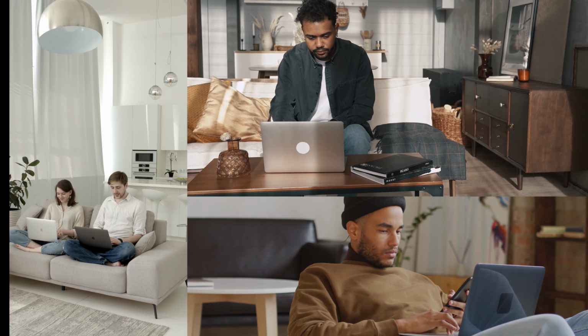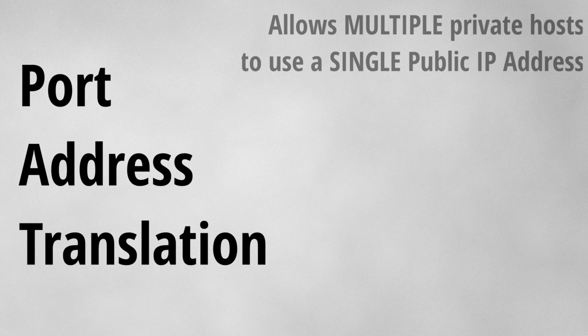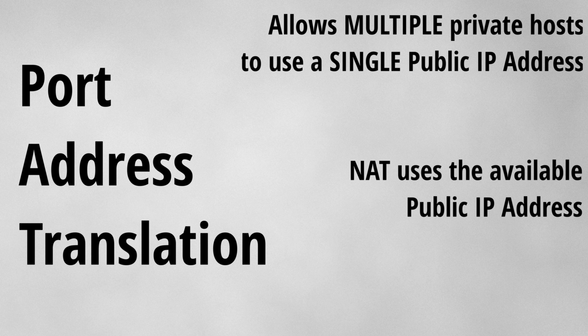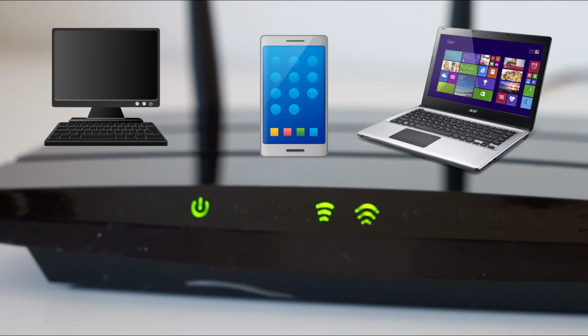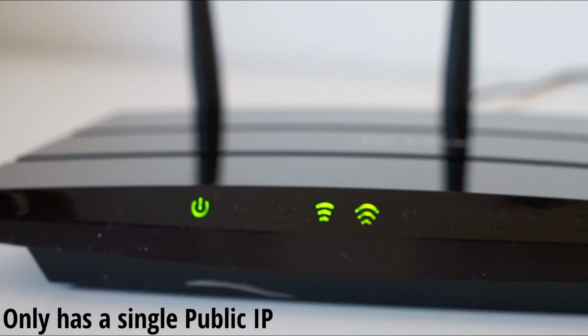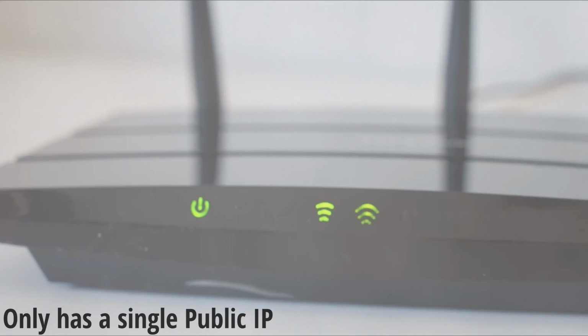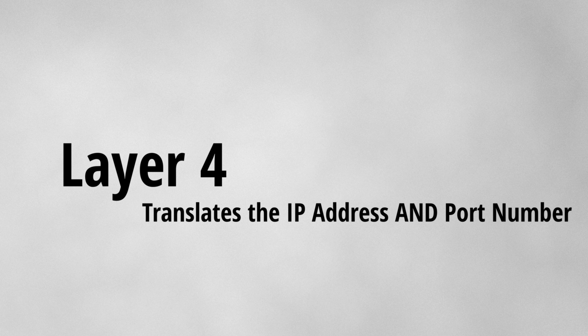Then we have the most common form of NAT, one that we use every day. Everyone connecting to the internet uses this, and this is PAT, Port Address Translation, which is an extension of NAT and allows multiple private hosts to use a single public IP address, whereas NAT uses the available public IP addresses. PAT is more suited to the standard home, where they will have multiple host devices requiring access to the internet, but only have a single IP, like your average household. PAT operates at layer 4 of the OSI and will translate the IP address and the port number of the private IP address. So let's do an example.